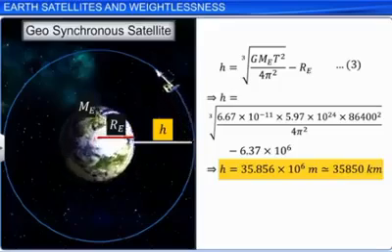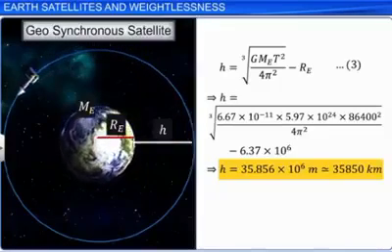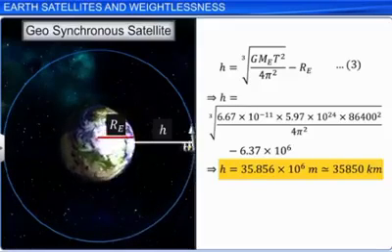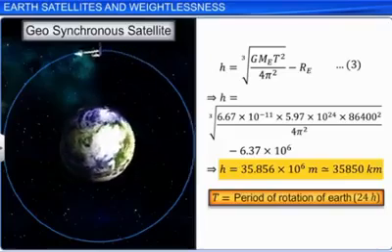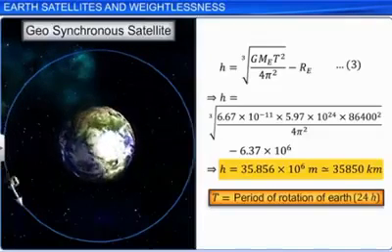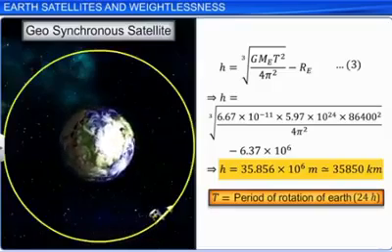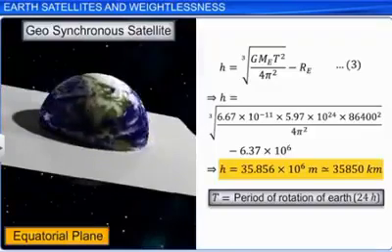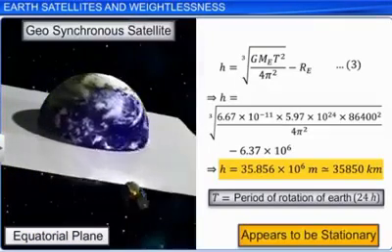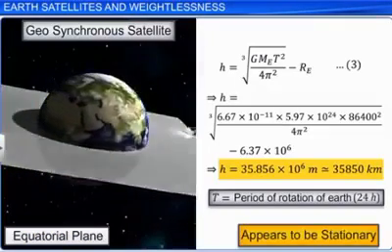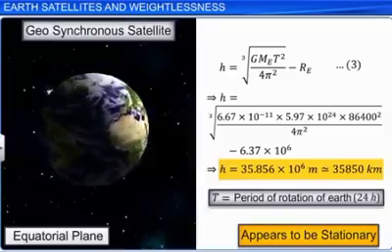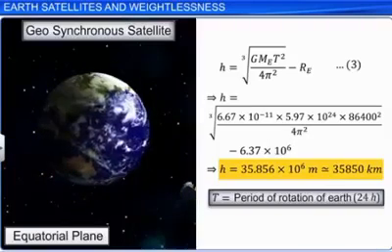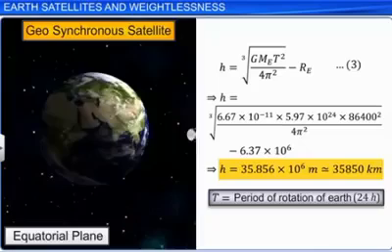If the orbit of the satellite is in the equatorial plane of the Earth, then the satellite appears to be stationary relative to a position on the surface of the Earth. Such satellites are called geostationary satellites or geosynchronous satellites, as their motion in their orbit is synchronized with the rotation of the Earth. Generally, this type of satellite is used for telecommunications and mass communications.